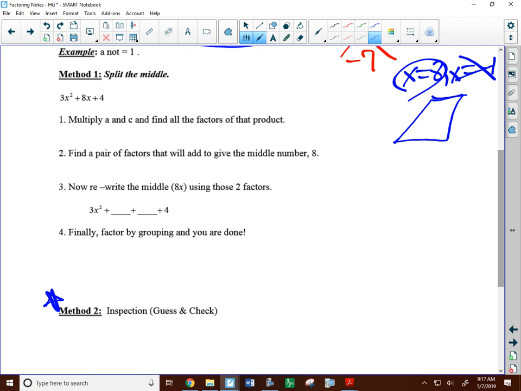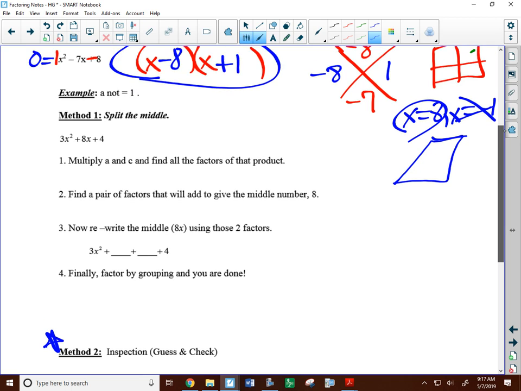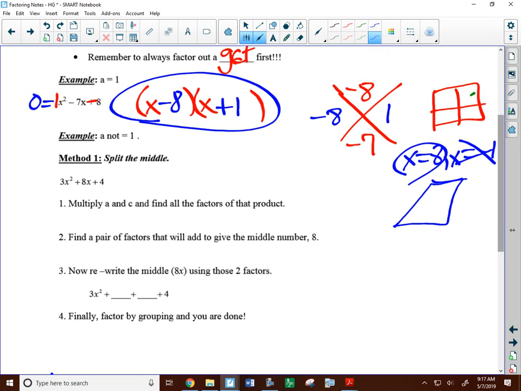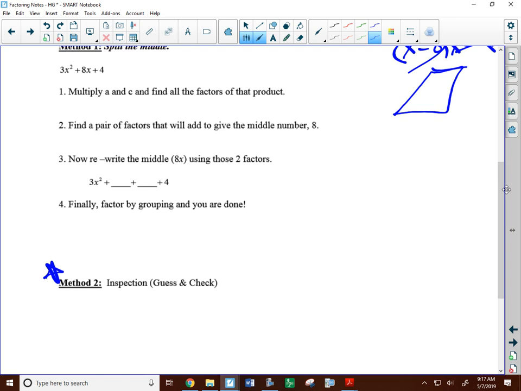Here's what you do. You multiply A and C. Now we really did this back here. Back here you really multiplied A and C, 1 times -8. You just look for the C and then add the B. So we're really multiplying 1 times -8. Here, let's do that. Multiply 3 times 4, A times C, and we get 12. And then I just do the same process as before.